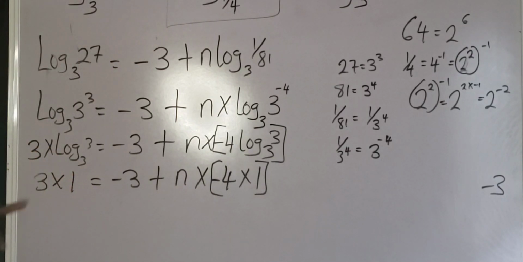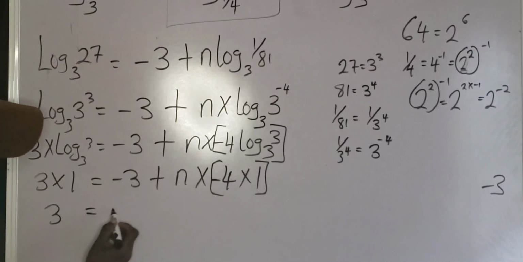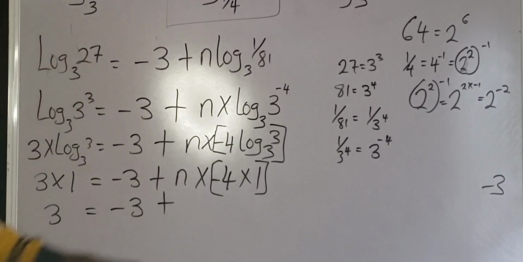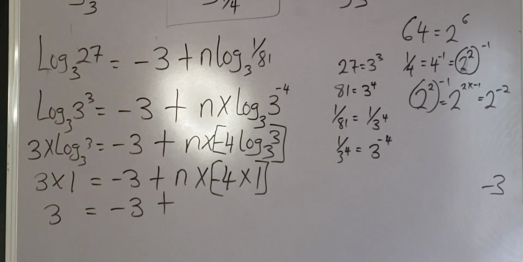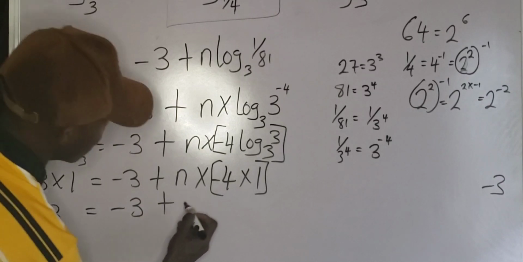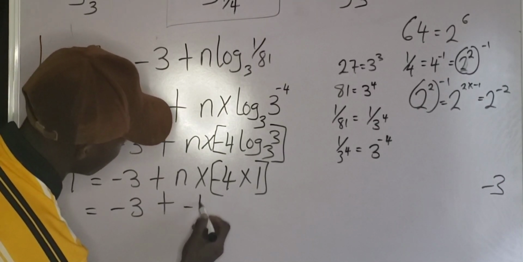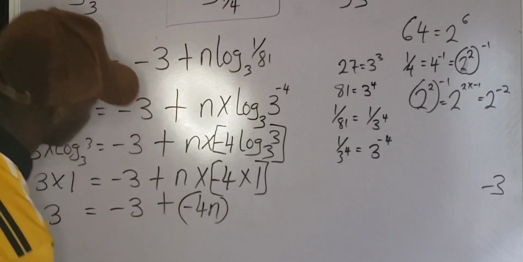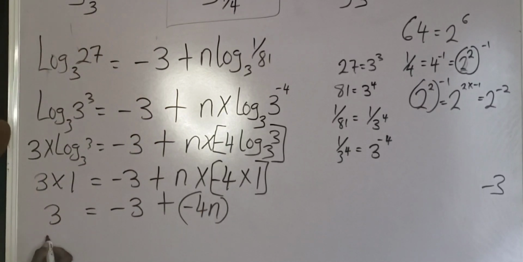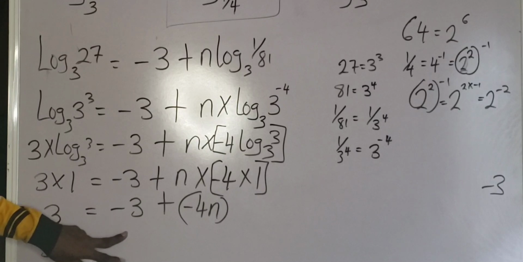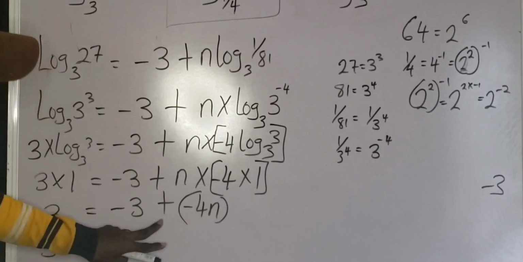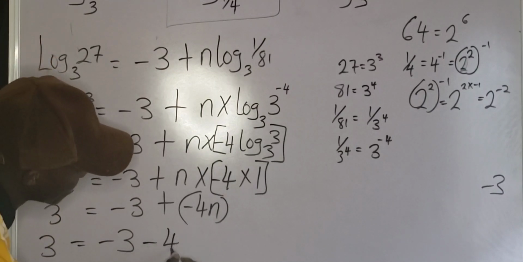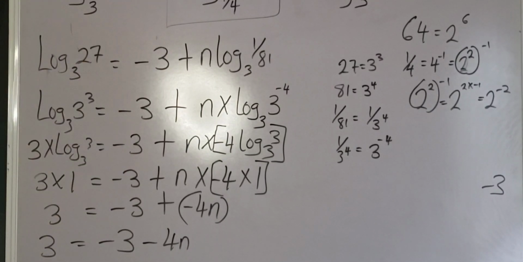Okay? Let's proceed. 3 multiplied by 1 is 3. 3 is equal to minus 3 plus minus 4 multiplied by 1, that is minus 4. So minus 4 multiplied by n, that is minus 4n. So I'm going to have negative 4n. Okay, so let's proceed. Negative multiplied by positive, that is negative. So negative 4n. Please, do you understand how I got to this point?